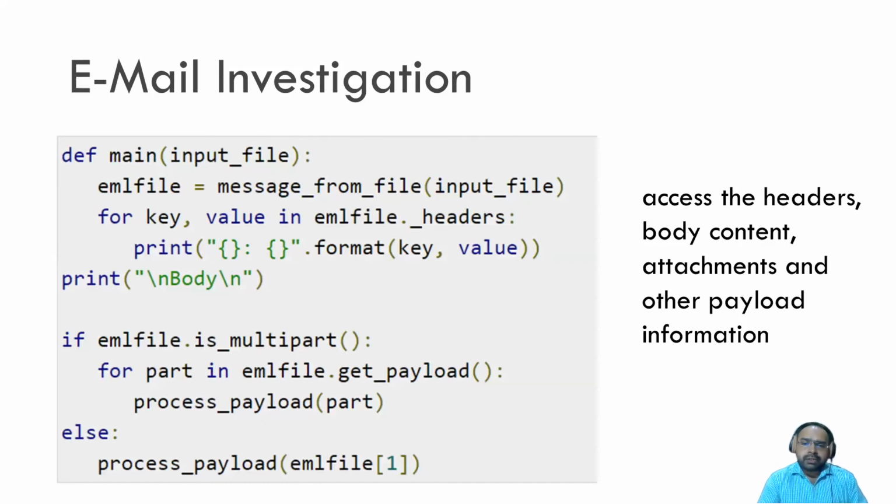Now on this screen, you are seeing some source code. Again, this source code has been taken from the Tutorialspoint website. So if you visit the tutorial there, then you will find more details. What this code does is it helps us to access the headers, body content, attachments, and other payload information of the email.